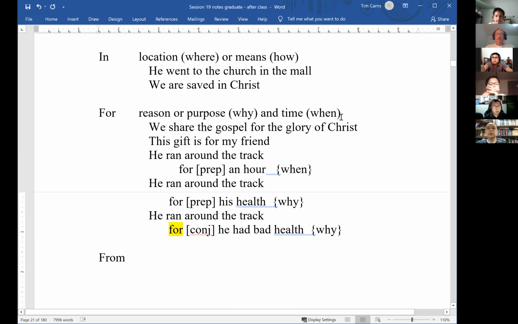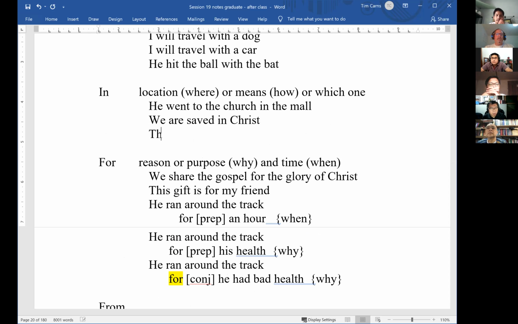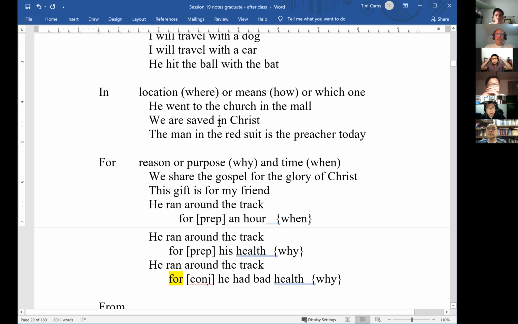Oh, another function of "in" I forgot is "which one." In can also say which one. So for example, the man in the red suit is the preacher today. Here, in is functioning as which one, which man? The man in the red suit. Okay, so that's another way that in can be used in a sentence.